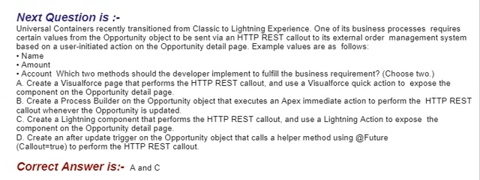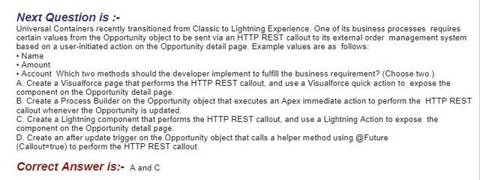Next question is, Universal Containers recently transitioned from Classic to Lightning Experience. One of its business processes requires certain values from the opportunity object to be sent via an HTTP REST callout to its external order management system based on a user-initiated action on the opportunity detail page. Example values are as follows: name, amount, account. Which two methods should the developer implement to fulfill the business requirement?